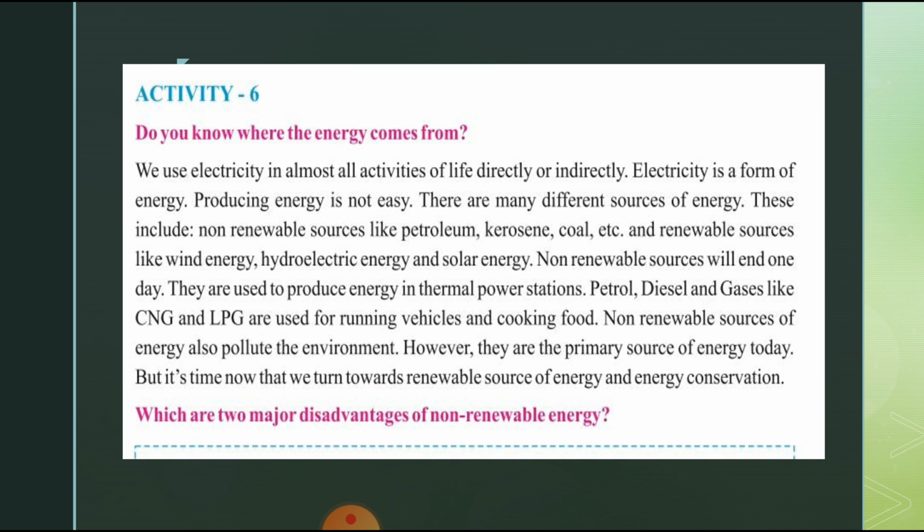And see what the uses of non-renewable sources of energy are. They are used to produce energy in thermal power stations, and petrol, diesel, and gases like CNG and LPG are used for running vehicles and cooking food. Non-renewable sources of energy are very important today. Why? Because they are the primary source of energy and we should save it.